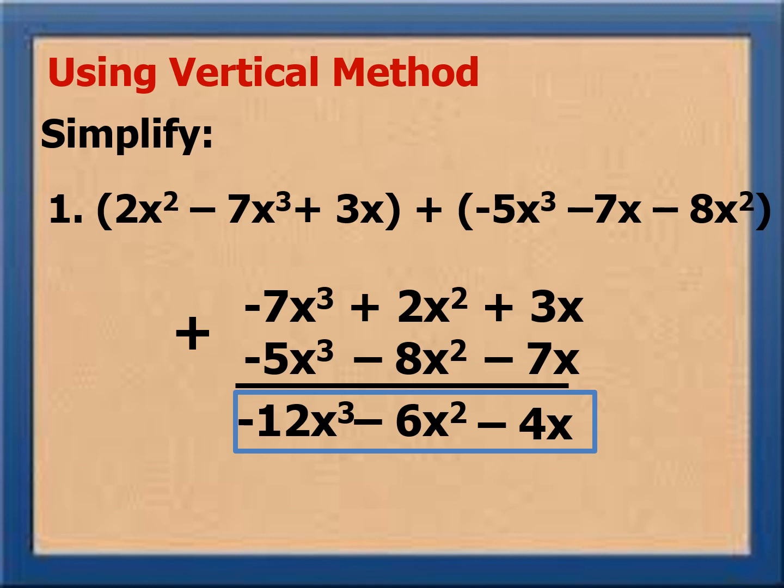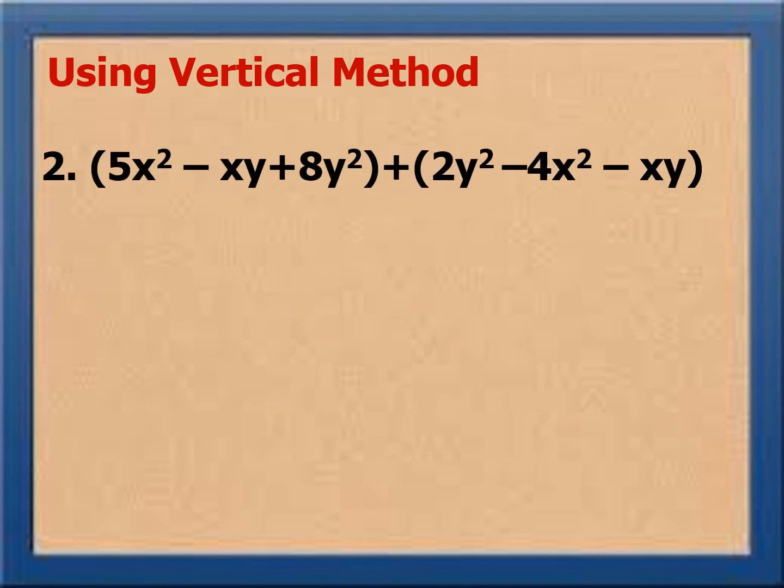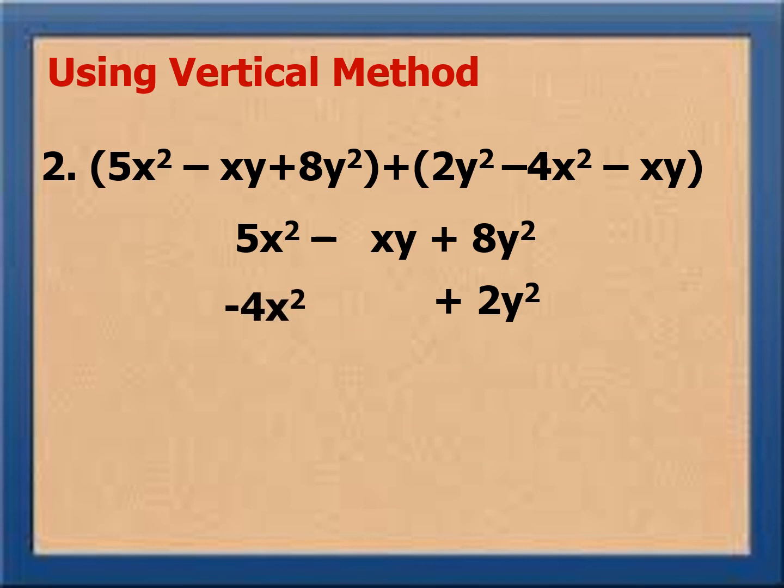Questions? None? Okay, let's proceed to the next example. 5x squared minus xy plus 8y squared plus 2y squared minus 4x squared minus xy. Again, we are going to arrange: 5x squared minus xy plus 8y squared, then 2y squared, then negative 4x squared, and negative xy.